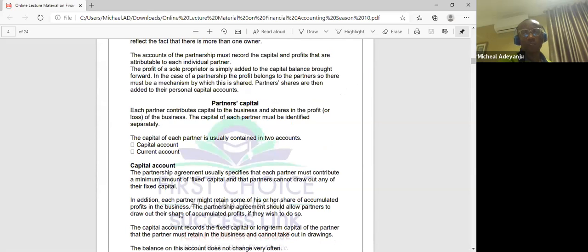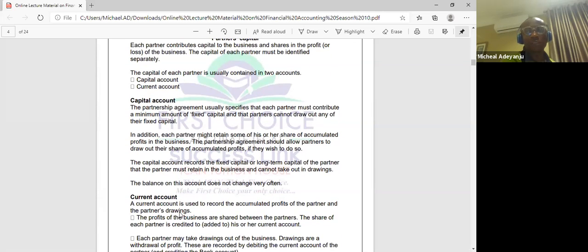So partnership accounts are actually divided into two different parts. We have the capital account and the current account. The capital account usually specifies what each partner actually contributes into the capital. So it's like a fixed capital that cannot be touched in this business, and it is expected that partners should not touch it.